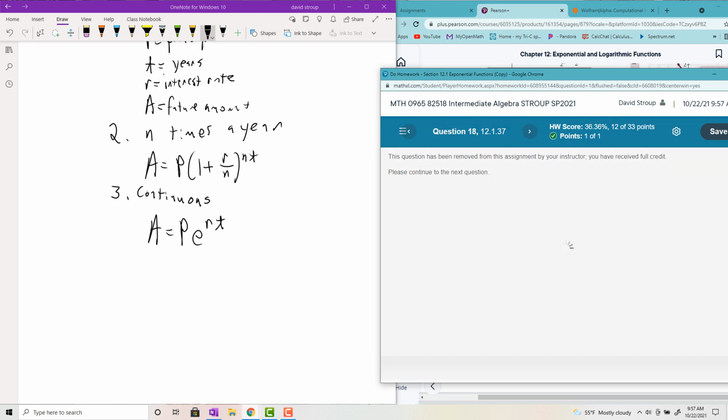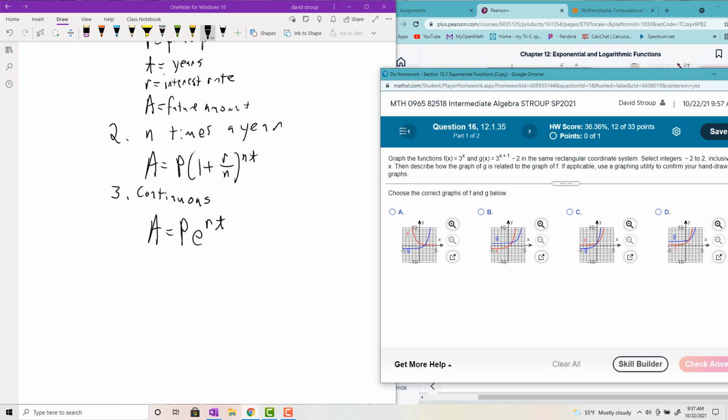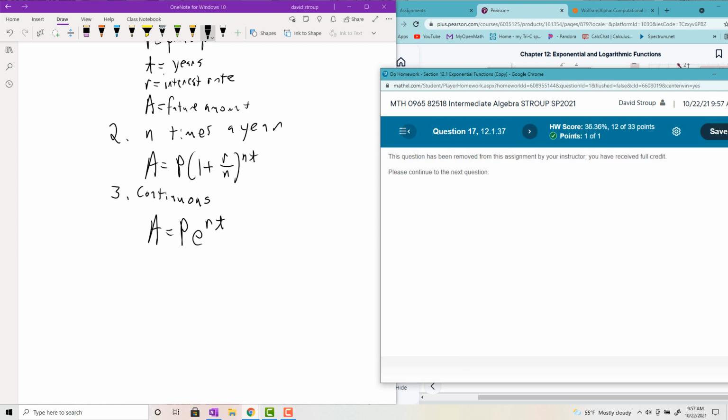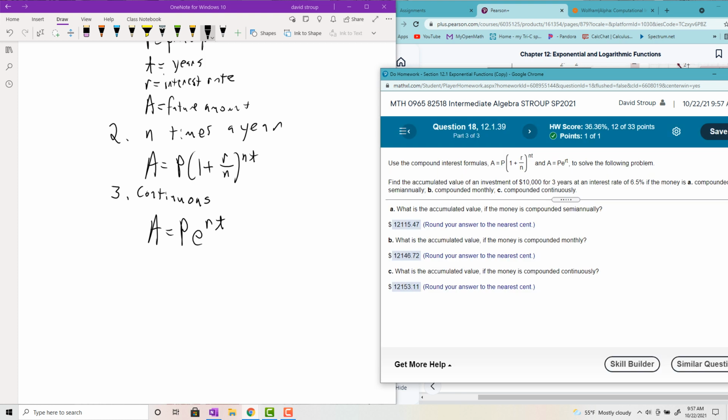Okay. This one here is more complicated. I don't have time to go through it, but if you have the 3 to the x plus 1 minus 2 here on the right, what is that going to do? It's going to shift it to the left by 1, and then it's going to go down 2, I believe. Okay, so it's going to have more than one shift. So it can go up and then down, up and then right, and then do a flip, all kinds of things like that. And after a while, you'll learn an order of operations for that.